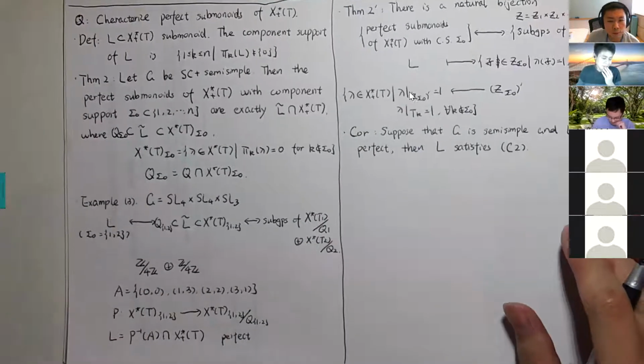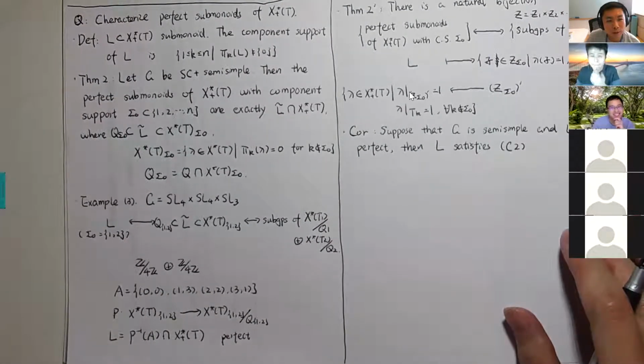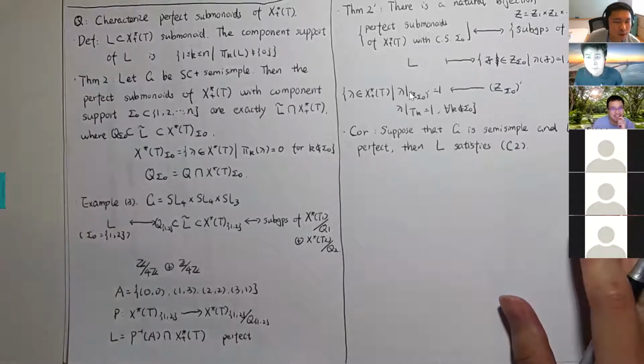But unfortunately, So somehow C2 is stronger than C1. Is that what the conclusion? I'm getting slightly confused. Sorry.